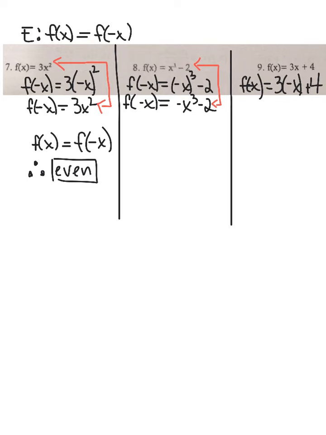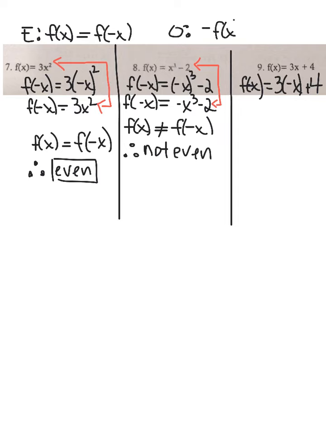You have to restate the rule, but we're going to make a small change. So what I'm going to do is write f of x does not equal f of negative x. And then I'm just going to put the therefore symbol. Instead of writing even, because it's not, we're going to write not even. Now, if it's not even, we have to test for odd. So let me go back up here. My odd rule, I'm going to just write O for odd, is negative f of x equals f of negative x.